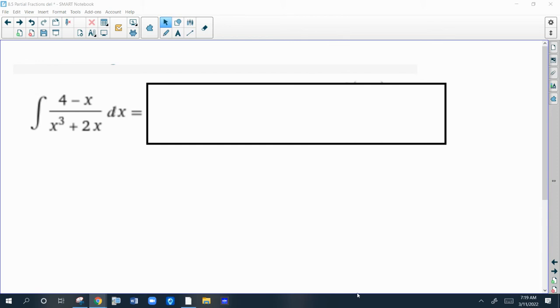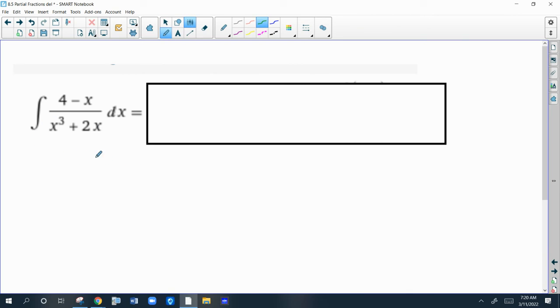All right, so here's an integral of a rational expression, and if you think about it, nothing's going to seem to work. There's going to be no u substitution. It's not going to be a natural log. It is a proper fraction, so we're going to try a partial fraction decomposition.